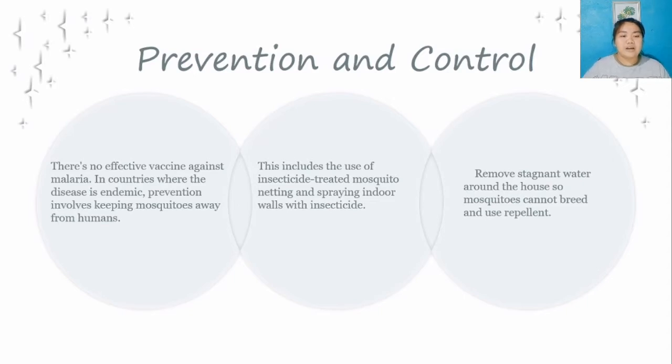So next is the prevention and control. There is no effective vaccine against malaria. In countries where the disease is endemic, prevention involves keeping mosquitoes away from humans, and this includes the use of insecticide-treated mosquito netting and spraying indoor walls with insecticide. You also have to remove stagnant water around the house so mosquitoes cannot breed, and use insect repellent.